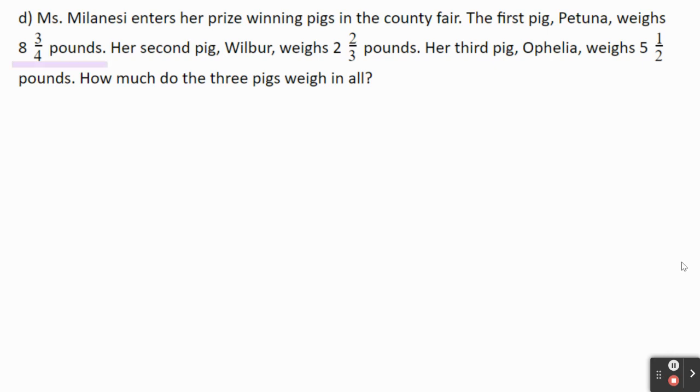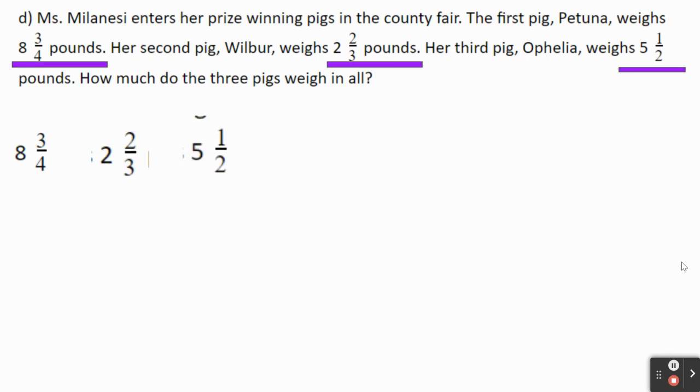All right, so if we look, we can see that the first pig is 8 3/4 pounds. The second pig is 2 2/3 pounds. And the last pig is 5 1/2 pounds. We want to figure out how much they weigh in all. So we're going to be adding these fractions together. Well, we can see with all three of these fractions, there are different denominators. We're going to create equivalent fractions so that we have common denominators in order to add them.